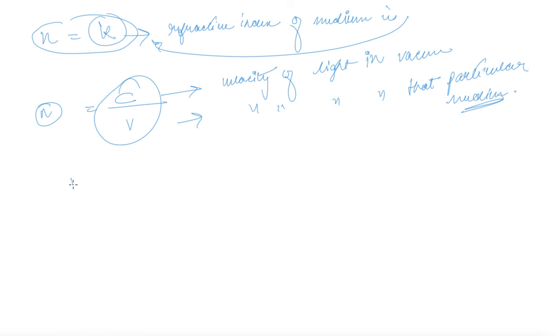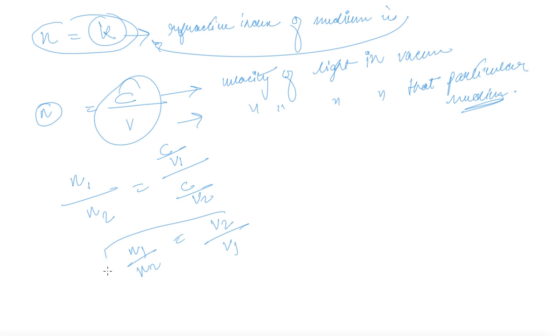So if you want to find the refractive index of medium 1 with respect to medium 2, what you will have is c by v1 divided by c by v2, which is given by v2 by v1. And I often find that students get confused regarding this term. That is, the refractive indices n1 and n2: n1 by n2 is given by v2 by v1. So this is actually a vice versa relation. n1 by n2 is actually equal to v2 by v1.